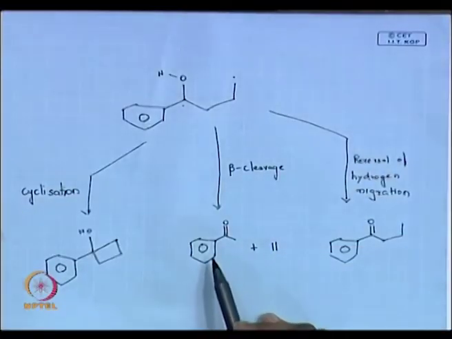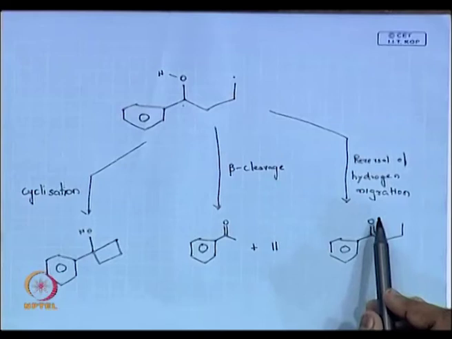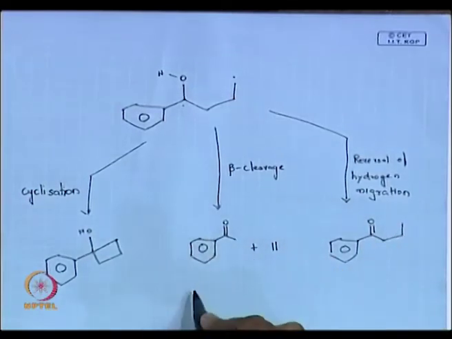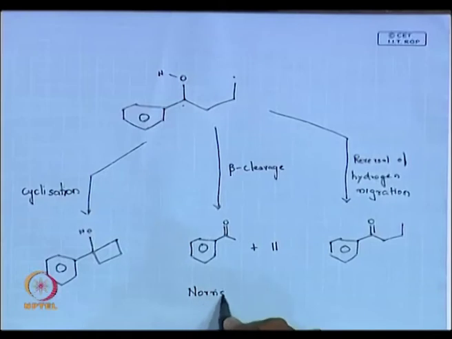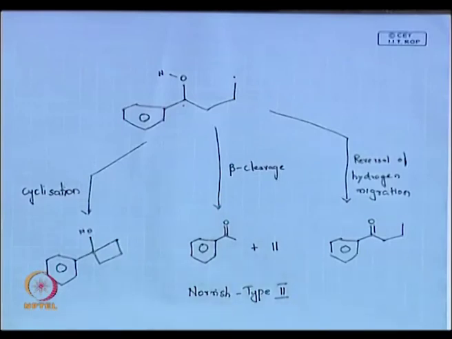So, that is what we studied in the previous class. We took our compounds which have a hydrogen in the gamma carbon, and we said that that will end up with a 1,4 diradical. The 1,4 diradical can do 3 good reactions. One is cyclization, another is your beta cleavage, and reversal of your hydrogen migration. This beta cleavage, we said you can call this reaction Norrish type 2. Fine.